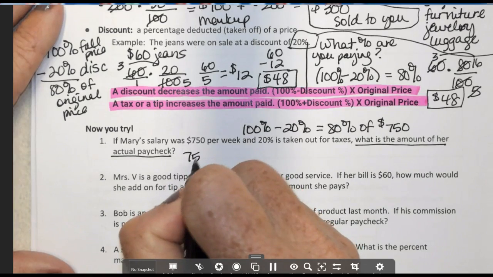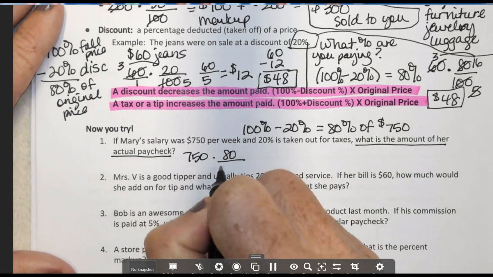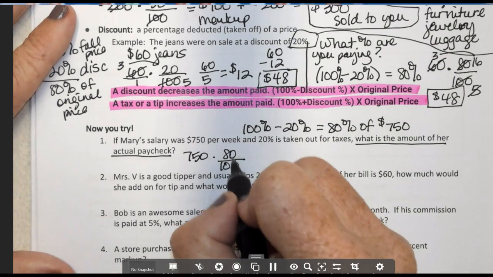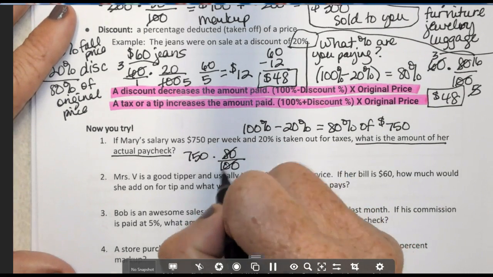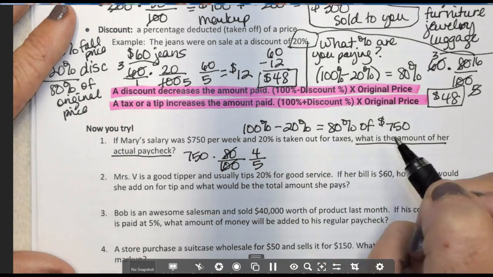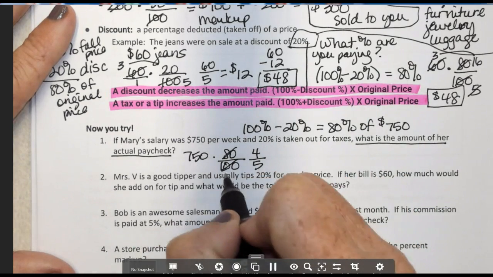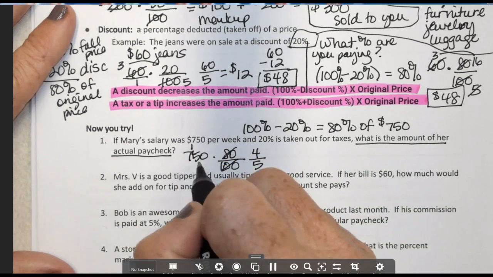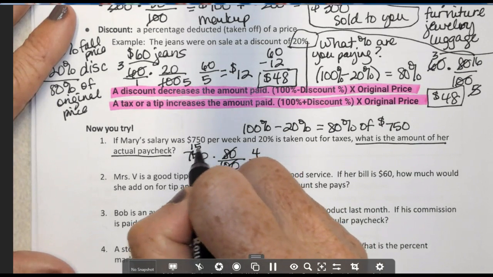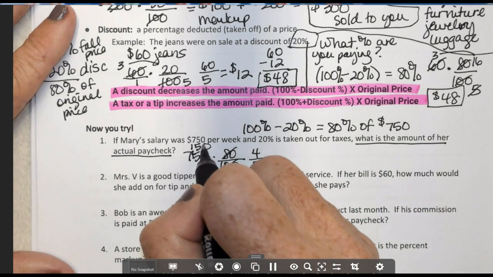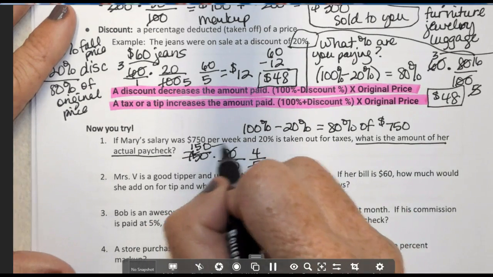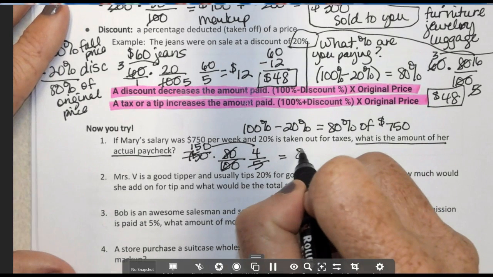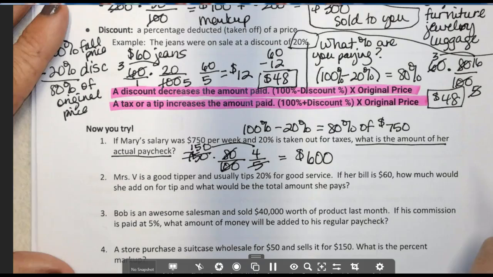So we can do $750 times 80 over 100. We can actually reduce this fraction right here. So that would reduce to 4 over 5. And then 5 goes into 750. 5 goes into 7 once with 2 left over. 5 goes into 25 5 times, and 5 goes into 0 0 times. So now we just have to multiply 150 times 4, which would give us $600.